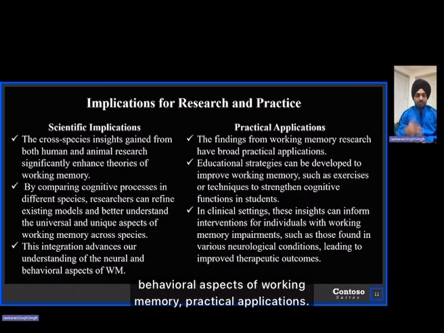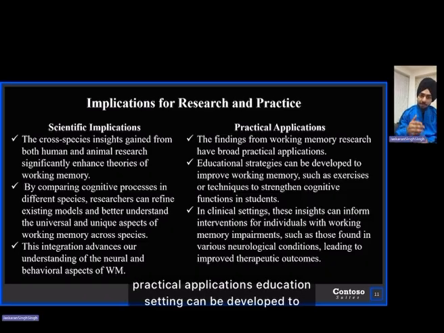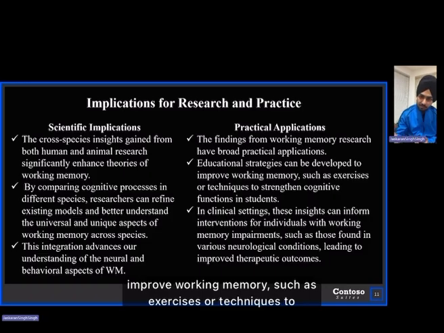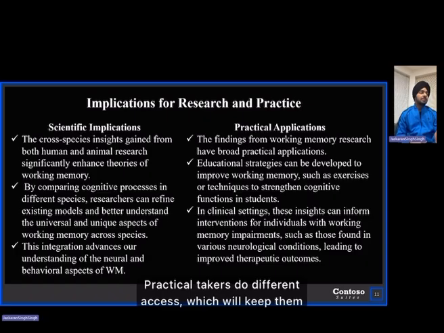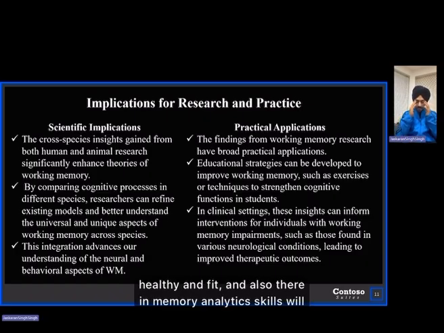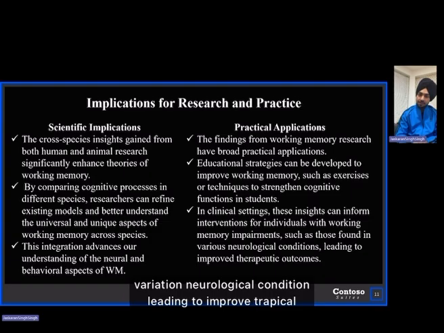Practical applications. The findings from working memory research have broad practical applications. Educational strategies can be developed to improve working memory, such as exercises or techniques to strengthen cognitive functions of students. Doing different exercises will keep them healthy and fit, and their memory and analytic skills will also develop. Variations in neurological conditions can be identified, leading to improved therapeutic outcomes.